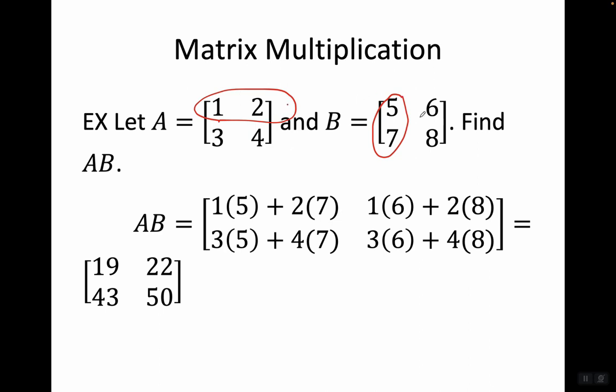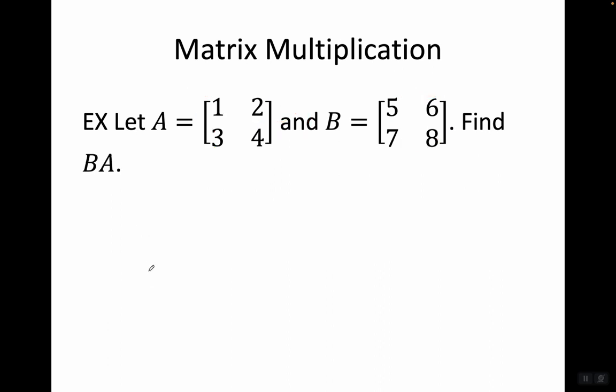So first row, first column, it's going to be in the first row and first column of AB. First row and second column ends up in the first row and second column of AB. So it's 1 times 6 plus 2 times 8. Then we've got 3 times 5 plus 4 times 7, and 3 times 6 plus 4 times 8. In other words, 19, 22, 43, and 50.